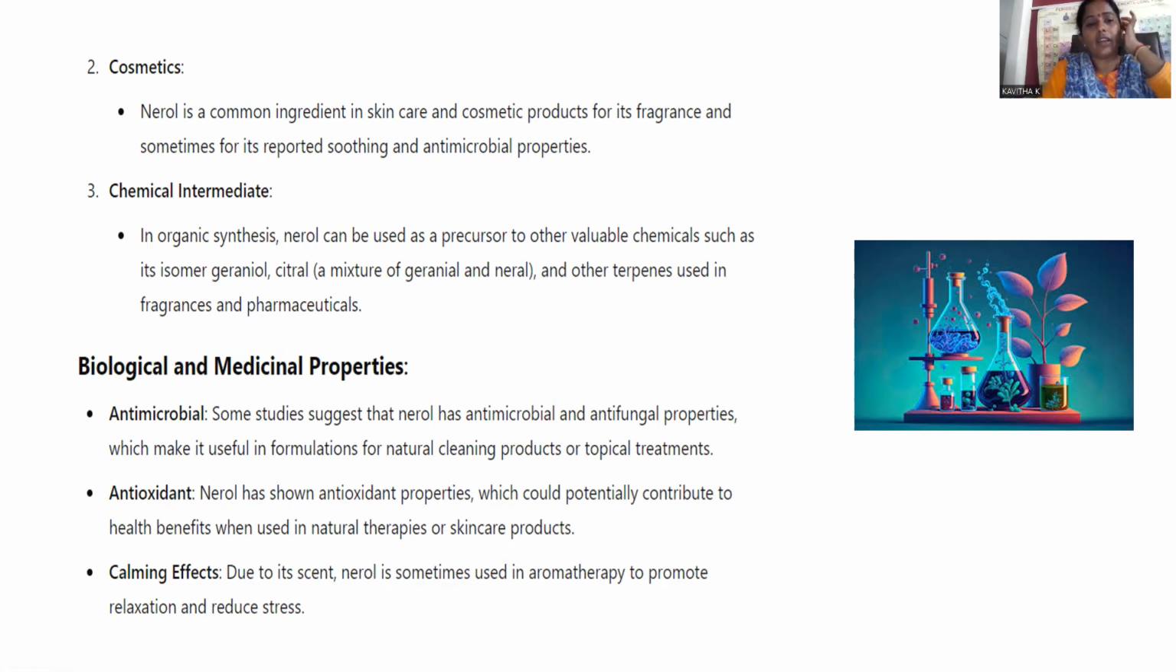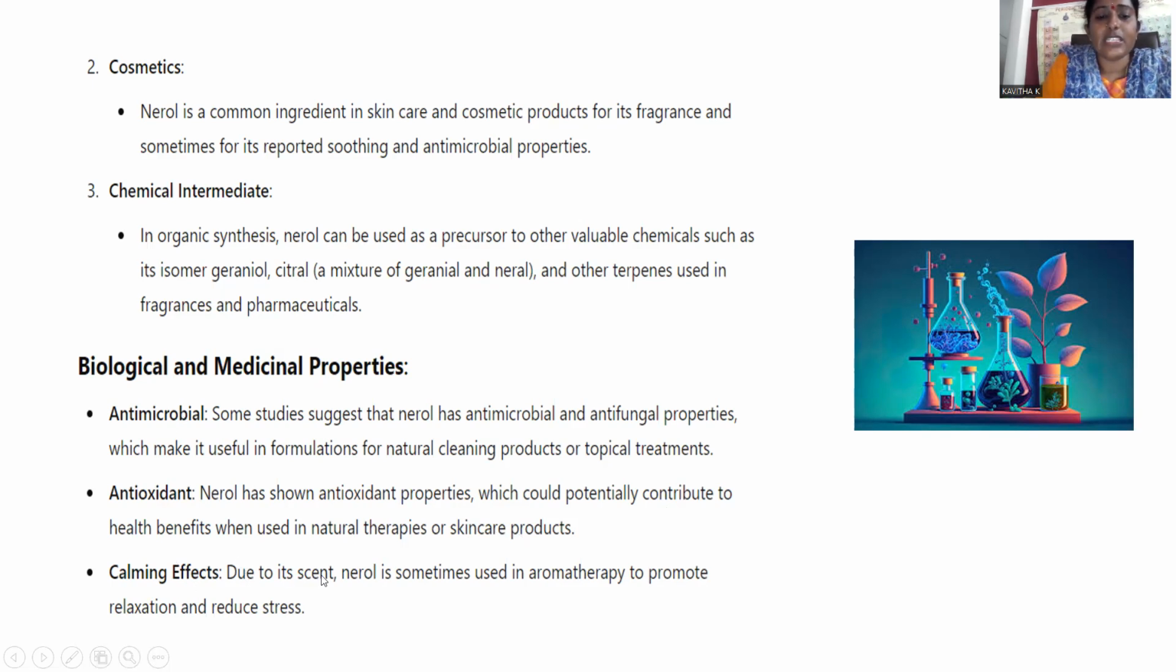So many fragrant materials and pharmaceuticals can be manufactured starting from this nerol. Biological and medicinal properties: antimicrobial in nature, antioxidant in nature, calming effect. Antimicrobial means what? Antifungal, antibacterial, and antiviral properties will be there. Antioxidant property potentially contributes health benefits, used in natural therapies and skincare products. There we can apply this nerol.